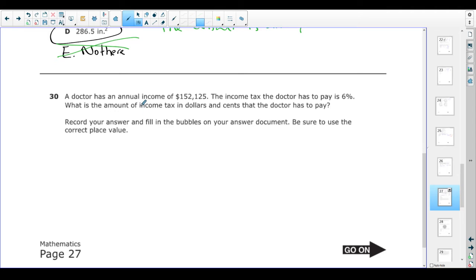Let's see. Doctor has annual income of that much money. Income tax has to pay 6%. That's a good deal. What is the amount of income tax the doctor has to pay? So all we gotta do here, we're gonna say tax over total. Anytime we're doing percents, we can make a percent proportion out of it. We don't know how much tax he had to pay, but we do know his total pay is 152,125. And that's going to equal, we're going to put all our percents on the other side. So dollars on one side, percents on the other. This is 6 per 100.